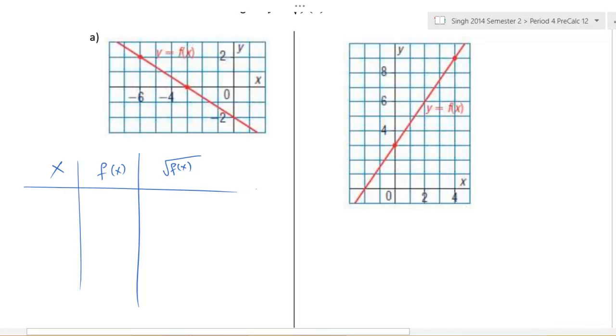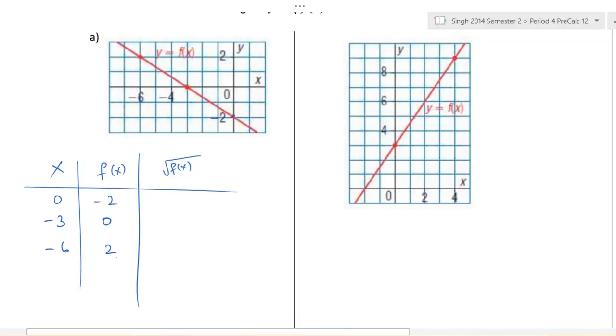By looking at the graph, some of the points I can come up with is 0, negative 2. So when x is 0, f of x is negative 2. I can also take a look at negative 3, 0. When x is negative 3, f of x is 0. I can look at negative 6, 2. So negative 6 and 2.